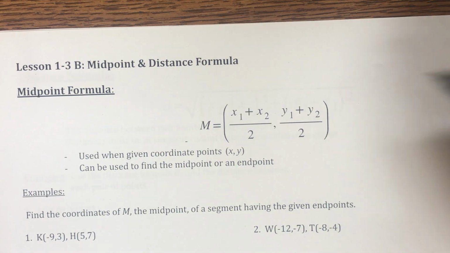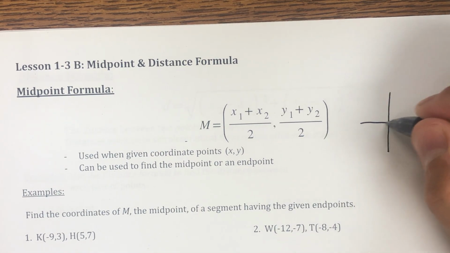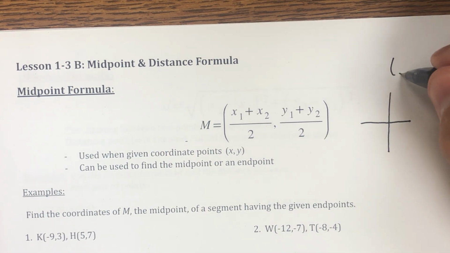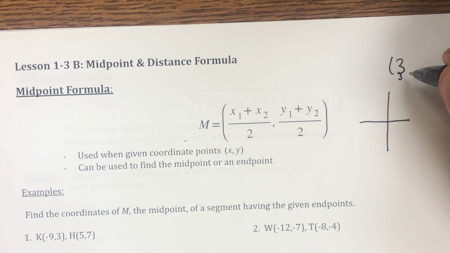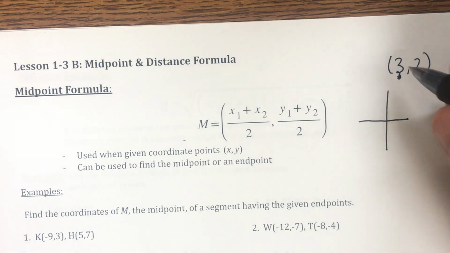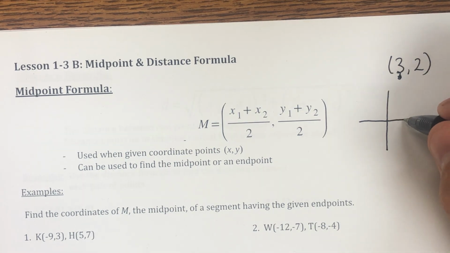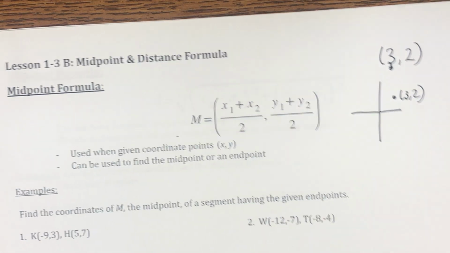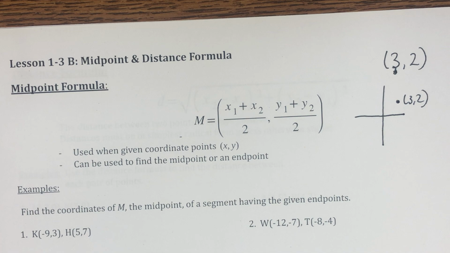So when I plot a point, just a brief little recap, if I have the point, let's just say 3, comma, 2. For me to plot the point 3, 2, x is 3, so I'd go right 3 and up 2. Okay, so 3, 2. And we're going to take 2 points and find the halfway point.